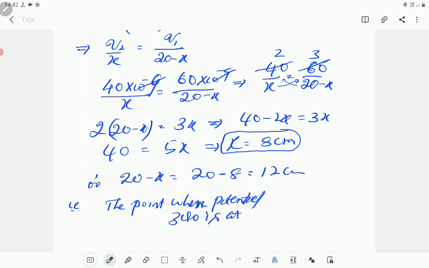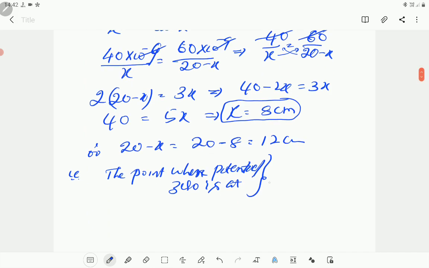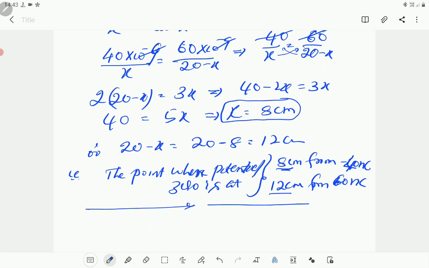The point where potential is 0 is at, I write both, 8 centimeter from minus 40 nanocoulomb and 12 centimeter from 60 nanocoulomb. Like this we present the answer. If they ask specifically from 40 nanocoulomb or negative charge, you answer 8 centimeter. From positive charge, you write the answer 12 centimeter. Generally, if it is not clear in the problem whether to find from positive or negative, write the answer this way. It is enough.